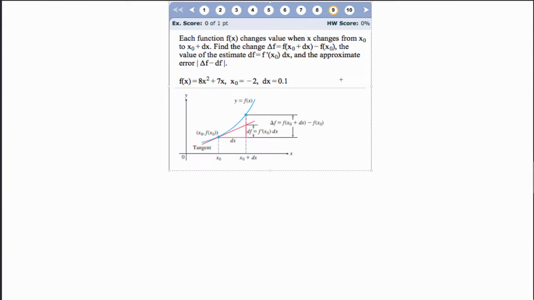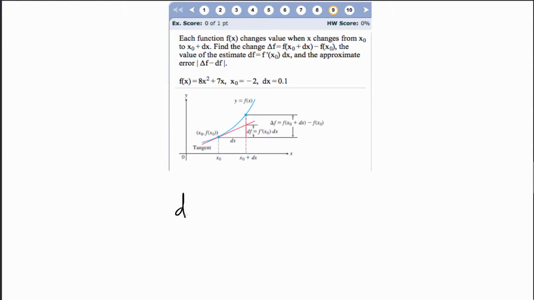So we have a function f that changes values when x changes from x naught to x naught plus delta x, dx, I'm sorry. Find the change delta f, the estimate of the change, which is given by df, and the approximate error. In other words, how bad is the guess, or the approximation? Okay, so here we go.